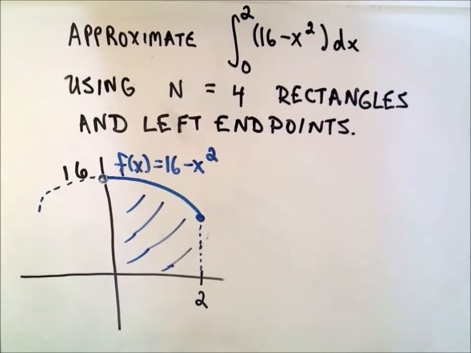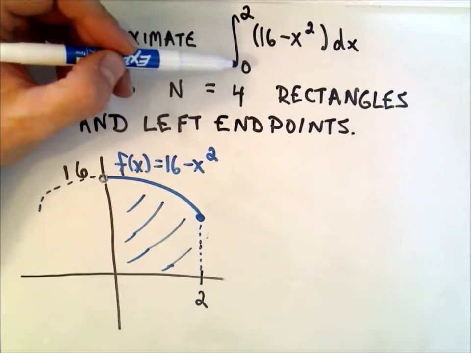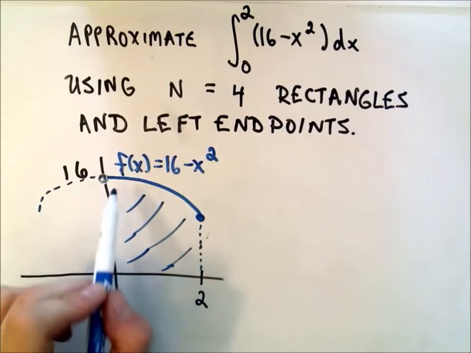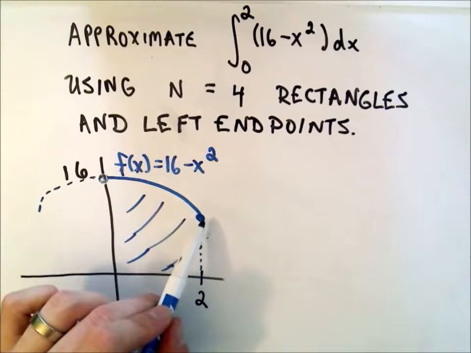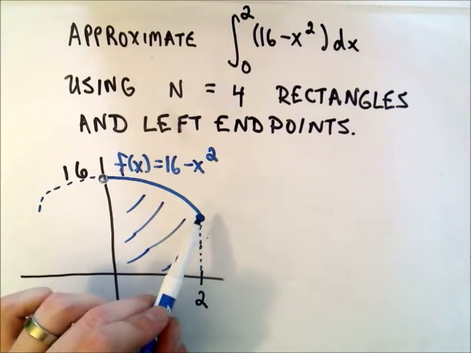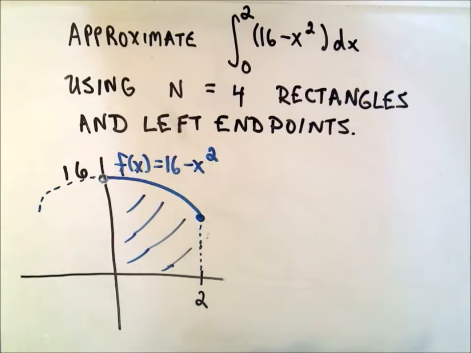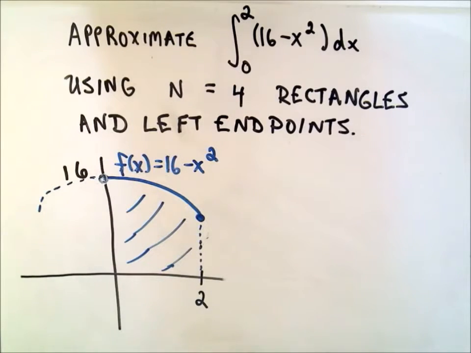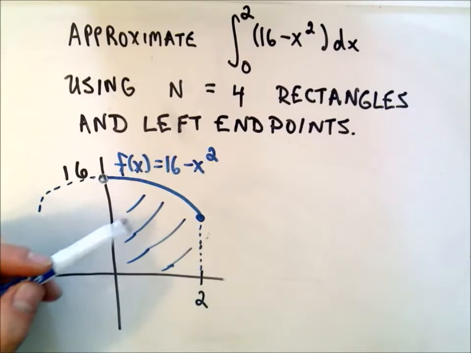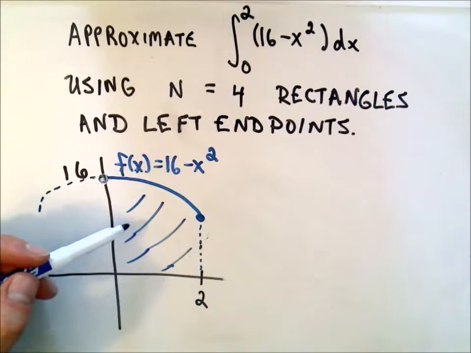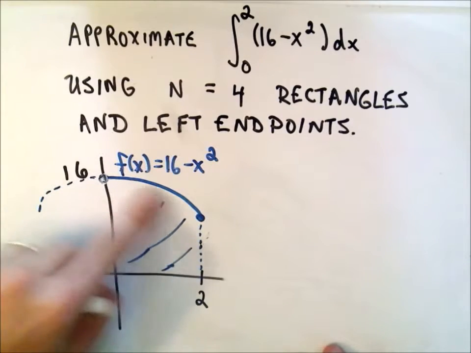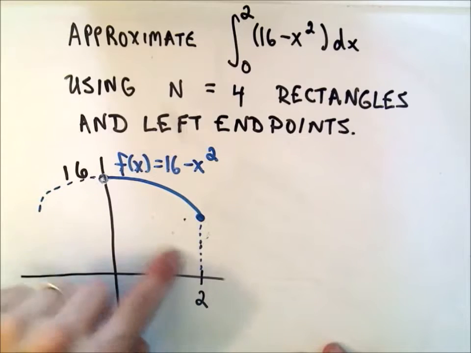So in this problem, I want to approximate the definite integral from 0 to 2 of 16 minus x squared. Remember, 16 minus x squared is a parabola that's flipped upside down and has a y-intercept of 16. I've just arbitrarily chosen 4 rectangles and left endpoints for my first example. Since we're calculating the definite integral from 0 to 2, we're talking about this blue shaded-in area. So that's what we need to calculate.